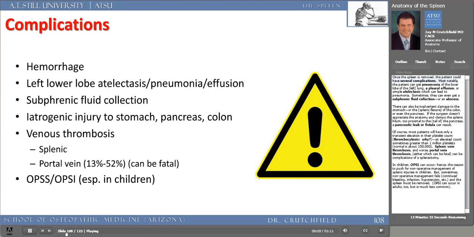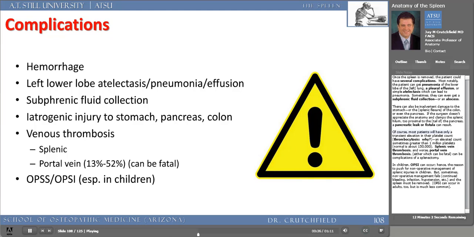Once the spleen is removed, the patient can have several complications. Most notably, patients can get pneumonia of the left lower lobe of their lung, effusion, or even just simple atelectasis, which can lead to pneumonia. Sometimes they get a subphrenic fluid collection or abscess. There can also be inadvertent damage to the stomach and the colon, or even the pancreas.